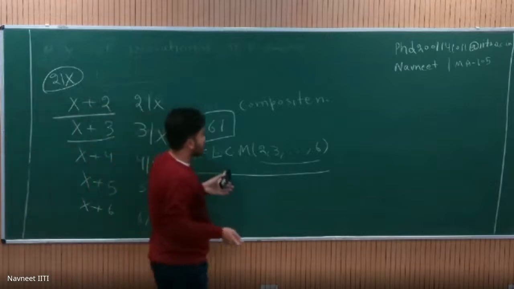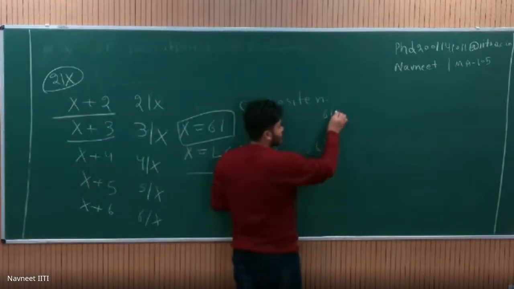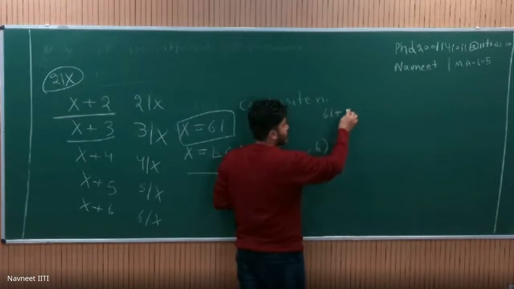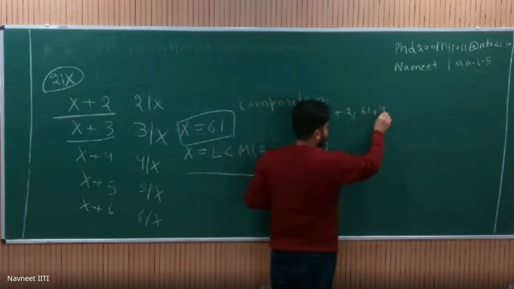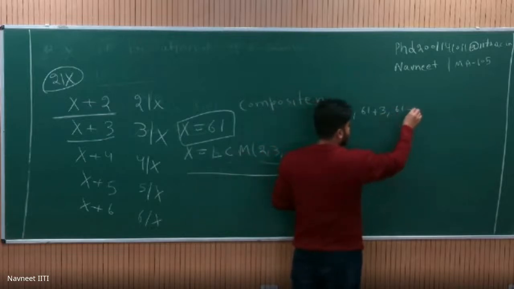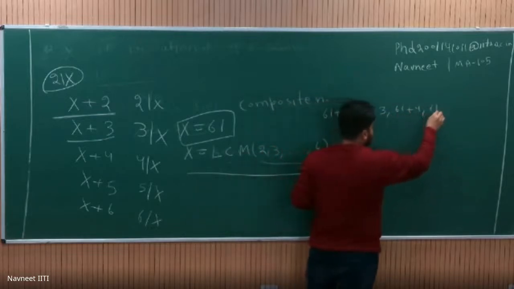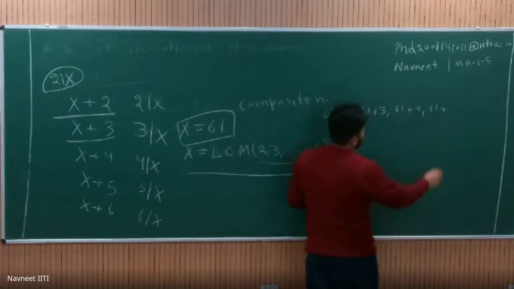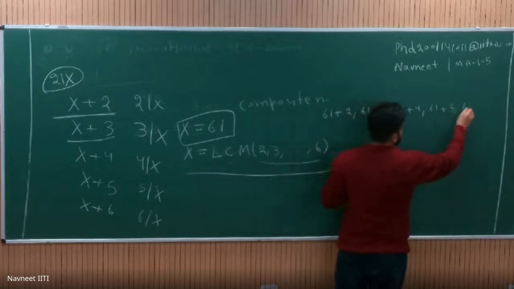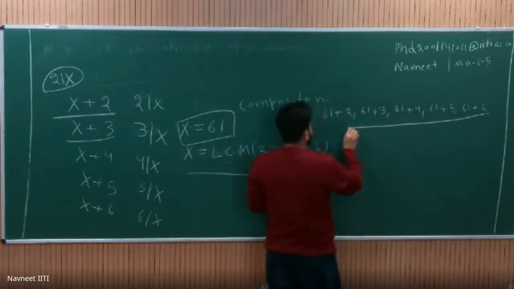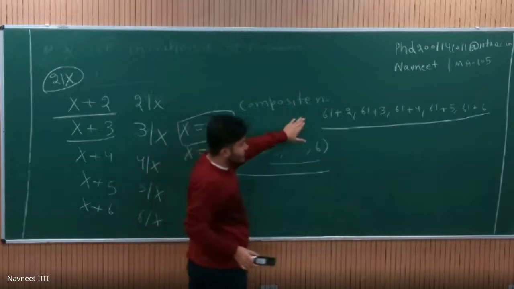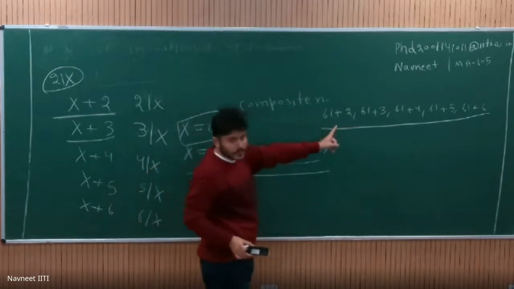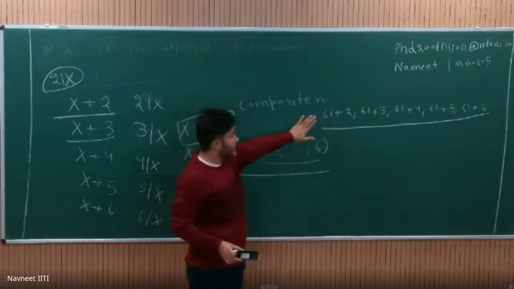Maybe someone has seen the answer. This answer is also correct: 6 factorial plus 2, 6 factorial plus 3, 6 factorial plus 4, 6 factorial plus 5, and 6 factorial plus 6. All of these are composite numbers, consecutive composite numbers. Am I right or not?